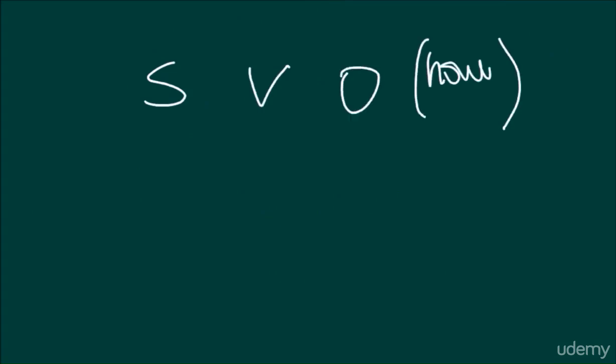If we want to say how the action occurs, we put it at the end of the sentence. For example, he speaks English very well.